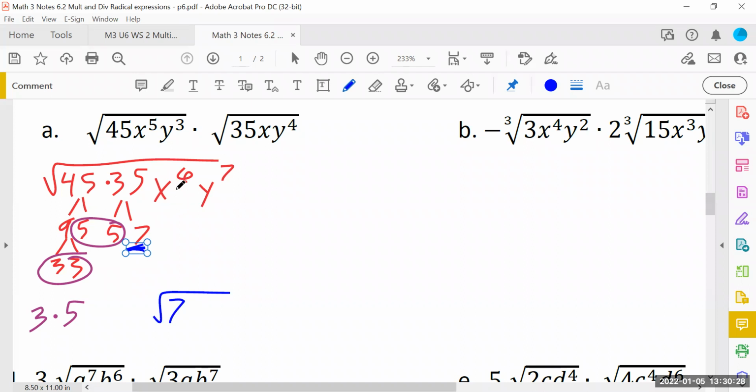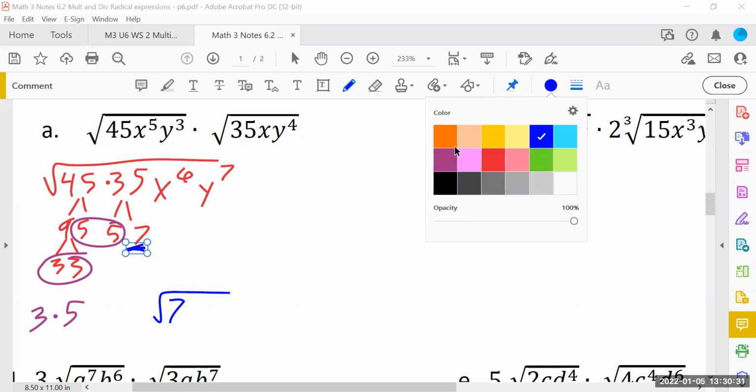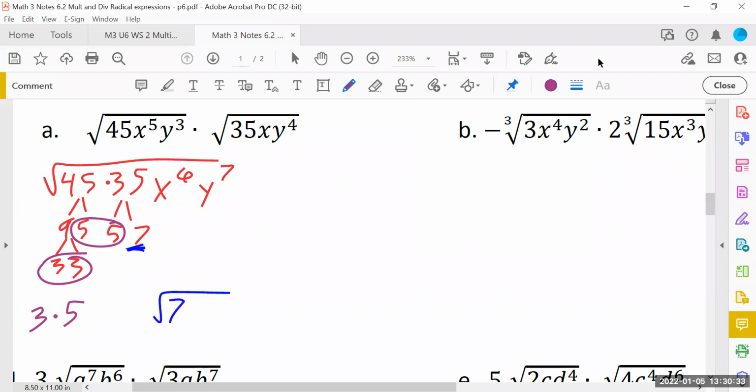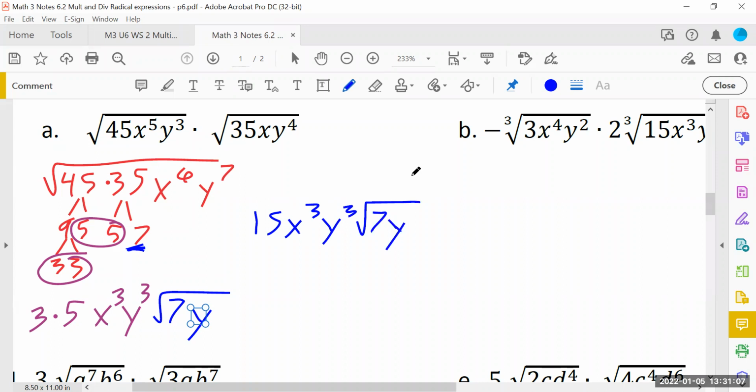The x's, x to the 6th, that's 3 sets of x's that can come out. The y's, y to the 7th, 2, 4, 6, 3 sets of y's that can come out, but one y is left over. Clean it up a little bit. 3 times 5 is 15. X cubed, y cubed, root 7y.